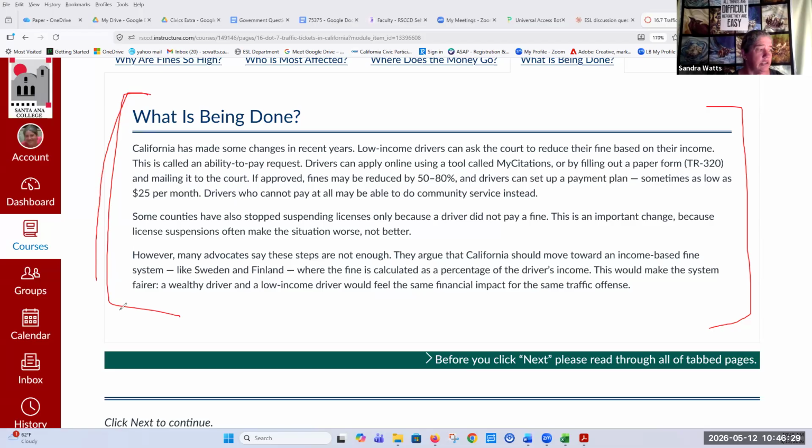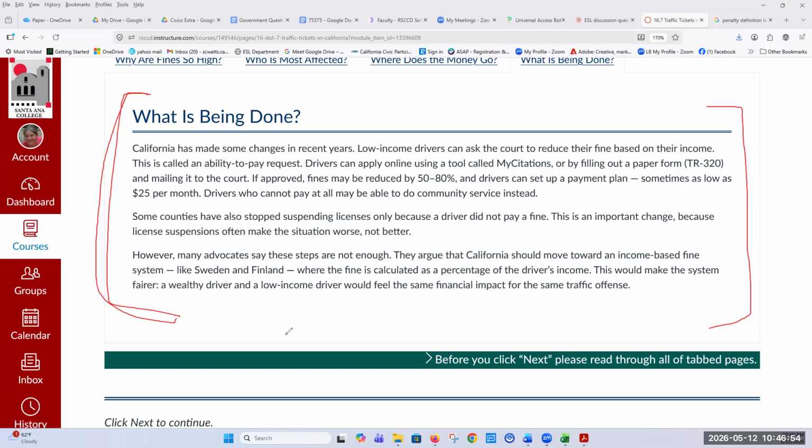So this is what they're trying to do, right? Because again, if you have a $500 ticket and you're rich, easy. If you're poor, well, okay, do I pay my rent or do I pay my ticket? Right? So, all right, questions, vocabulary, pronunciations, not yours.